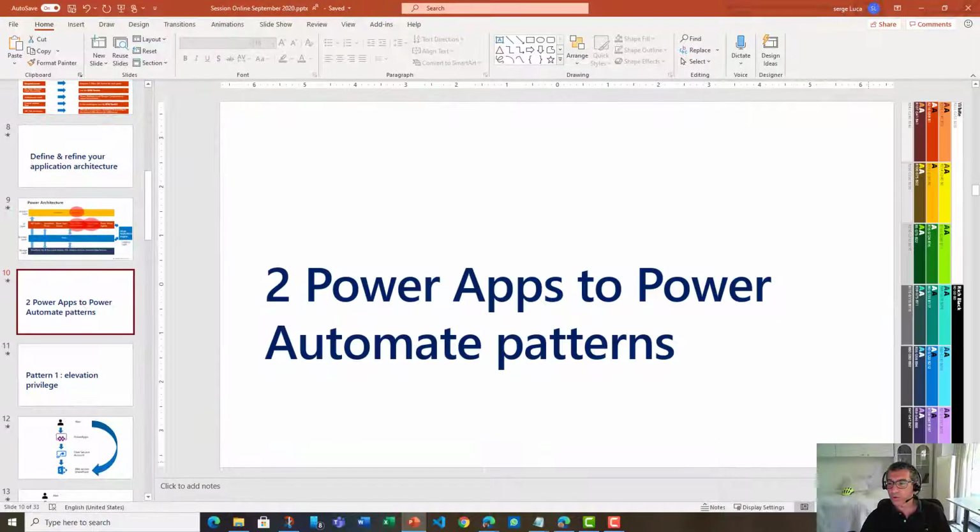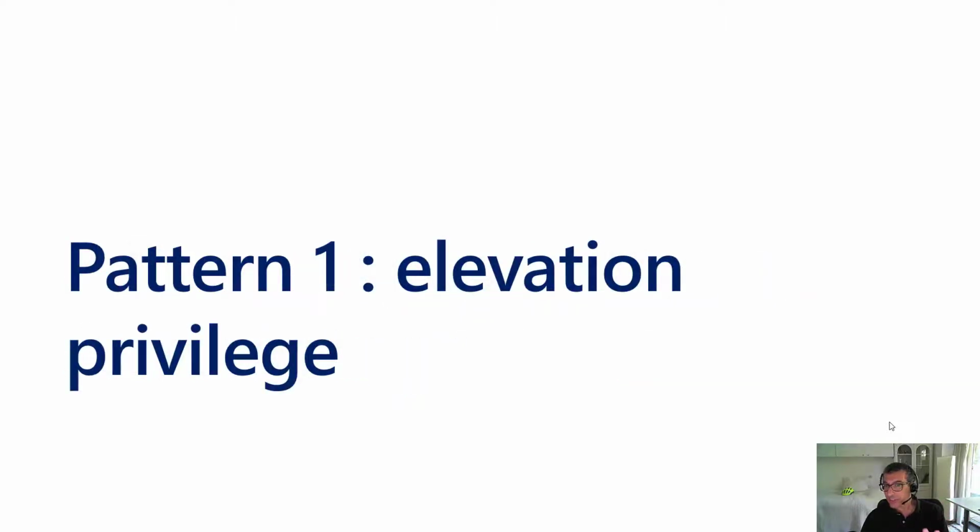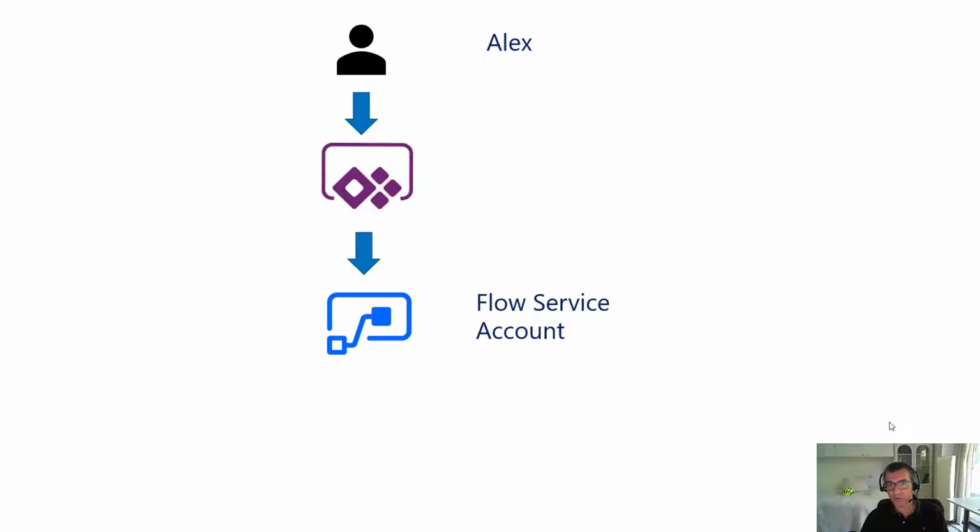I would like to also get back to two important patterns between Power Apps and Power Automate. The first one, which I mentioned, is elevation of privilege. If you remember, in the previous video, I mentioned that if you have Alex who talks to Power Apps that calls a flow, and the flow is created with the flow service account, if this flow accesses SharePoint, who accesses SharePoint? Is it the flow service account or is it Alex? The answer is it's Alex. So the user identity flows through the layers.